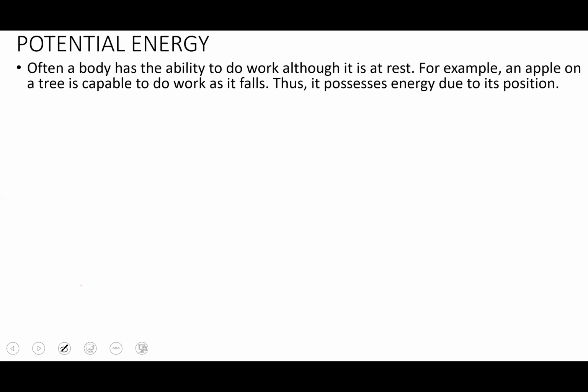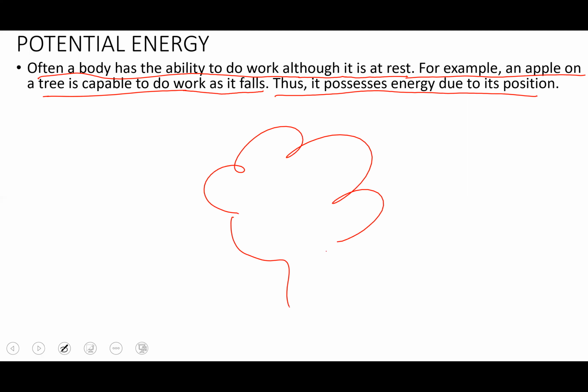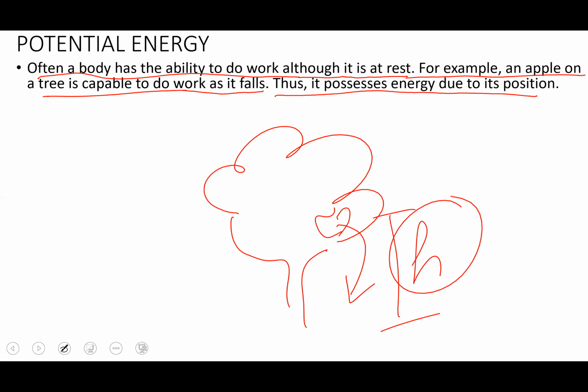Potential energy. Now we'll discuss the second type of mechanical energy. Often a body has the ability to do work though it is at rest. For example, an apple on a tree is capable of doing work as it falls. Now, if we assume that this is a tree and there's an apple on it, when it falls, it has some height. That height helps it to gain some energy. If it falls and is present on the ground, it has no energy because it is at ground level. So it will not have a potential then.